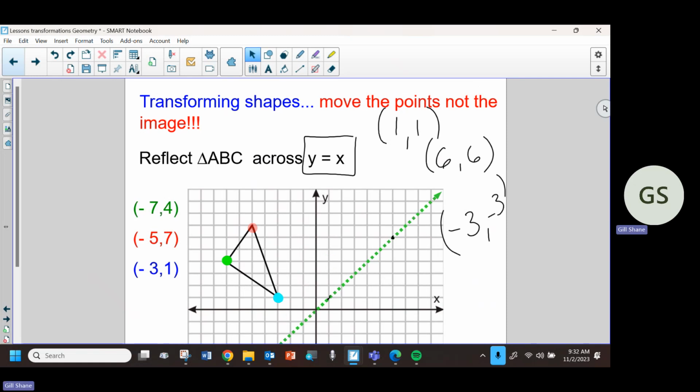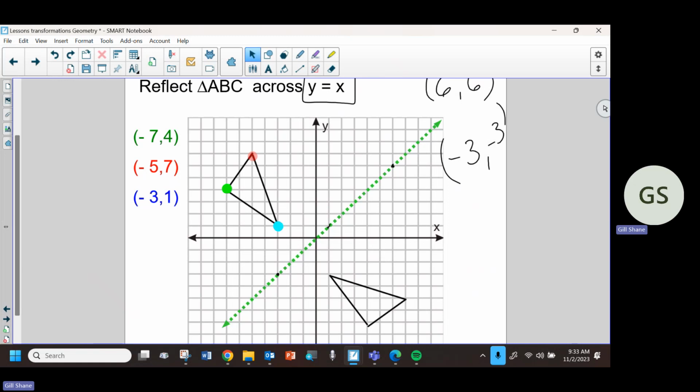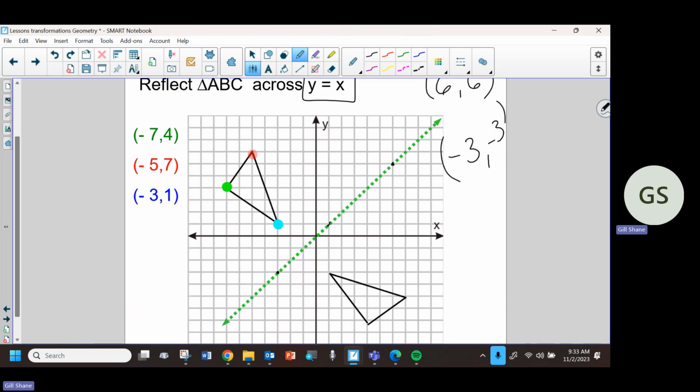So there is a rule for this. When Y equals X and you're reflecting across that, if you notice, when we created all the new points, I erased it all, but they just changed positions. The Y and the X just changed positions. So -7, 4 became 4, -7. -5, 7 became 7, -5. This is back to Y equals X. I don't remember if I got this on the recording or not, so I'm just kind of saying it. -3, 1 became 1, -3.